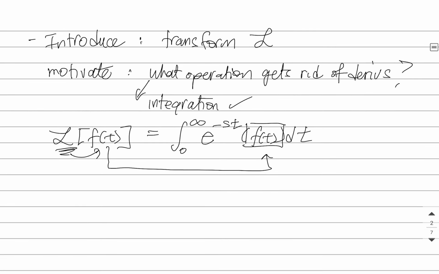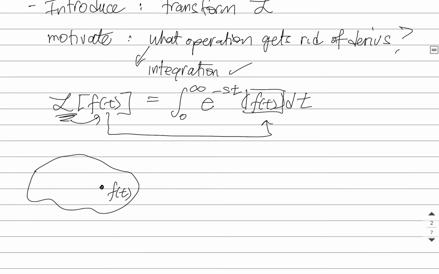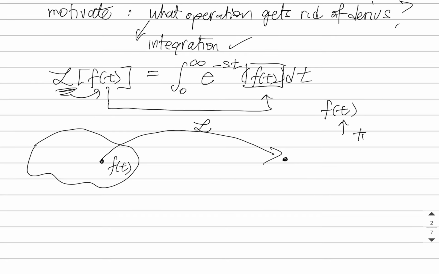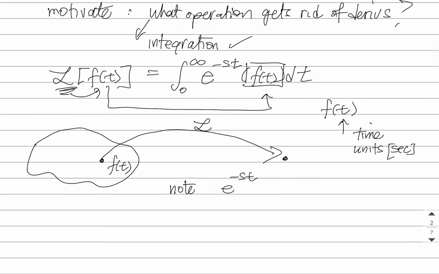Now, the idea here is that we should think of our function as some point in this universe. And this transformation is going to take our function and convert it into something else, in some other universe. And let's start talking about what these are. Here, let's try to think of this as time. And the units of time are going to be seconds. This transform here has this contribution e to the minus st. And this we are going to define to be dimensionless.